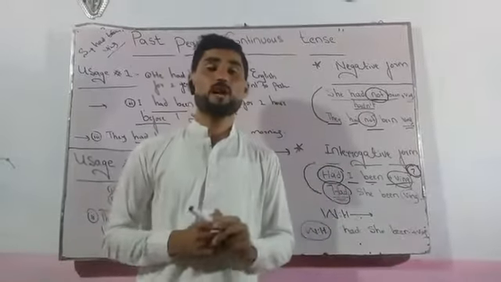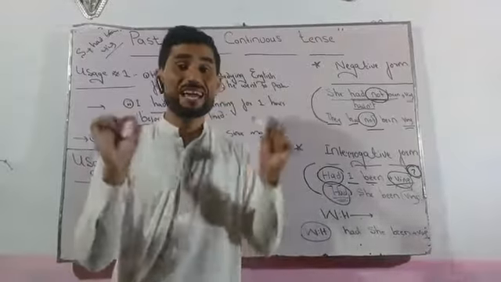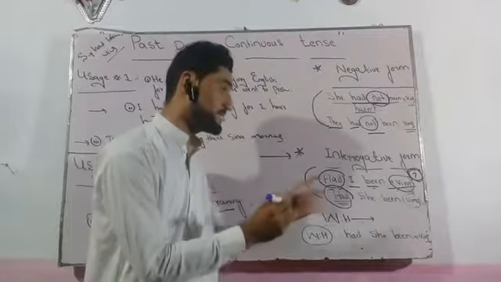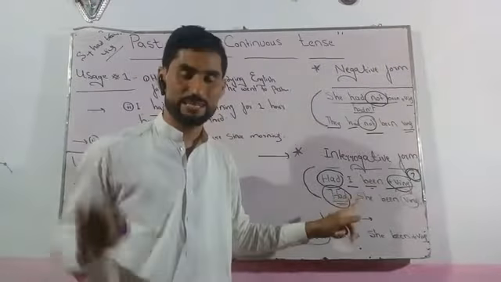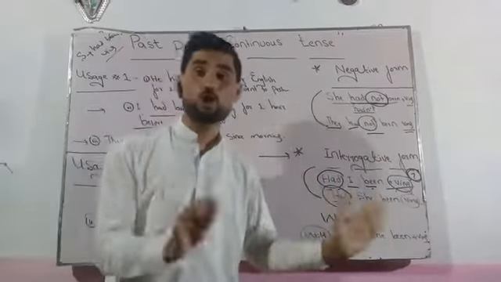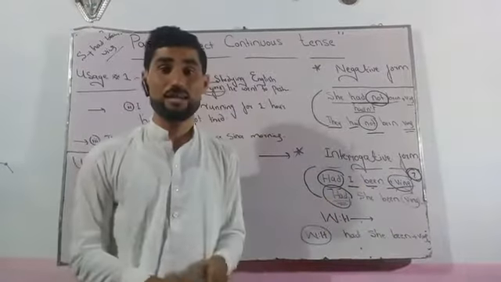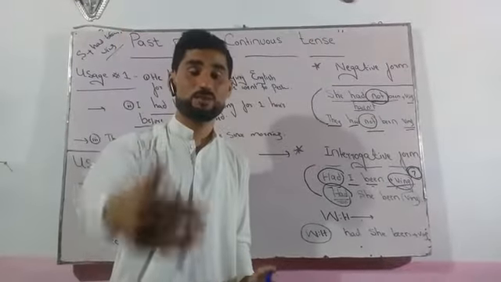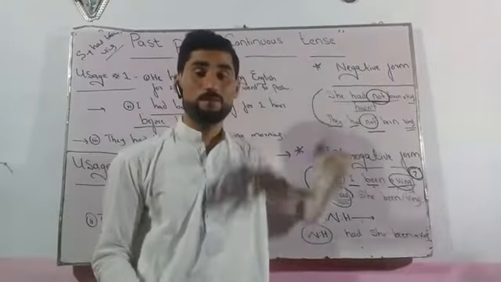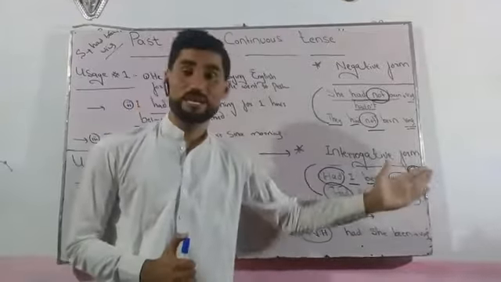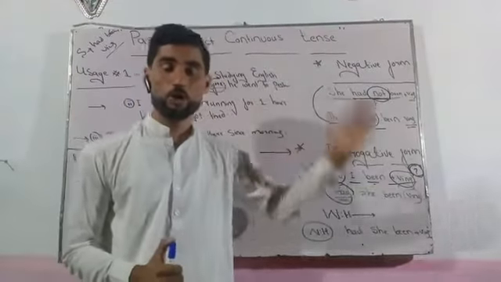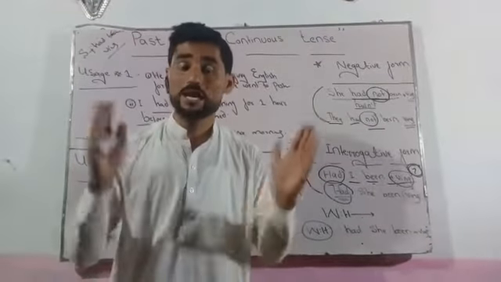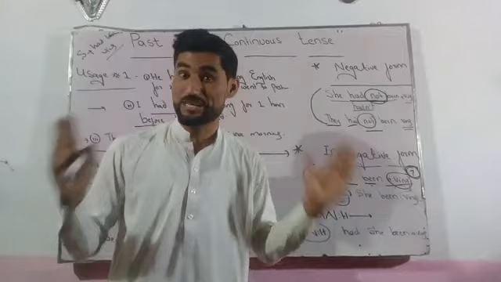Now, you must learn how to make the negative and interrogative form. As I told in my previous videos and previous tenses, you have to put not directly after the subject. Had plus subject plus not plus been plus present participle form of the verb, and then the rest of the sentence. So, had I not been learning English? Had I not been watching this video? Had I not been learning past perfect continuous tense?